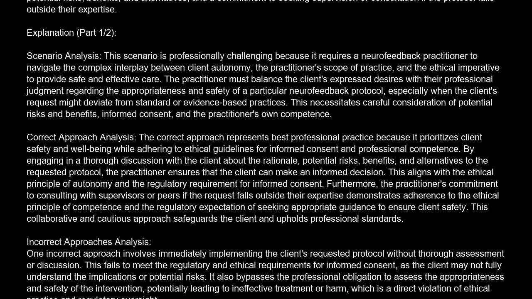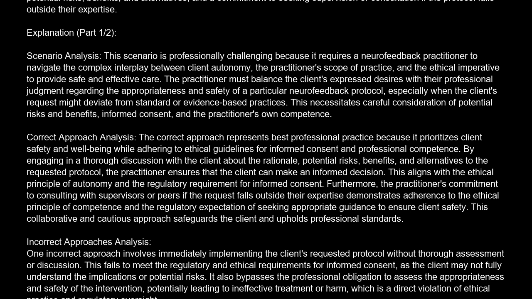The correct answer is C. The practitioner's thorough assessment of the client's needs, a transparent discussion of the requested protocol's potential risks, benefits, and alternatives, and a commitment to seeking supervision or consultation if the protocol falls outside their expertise.